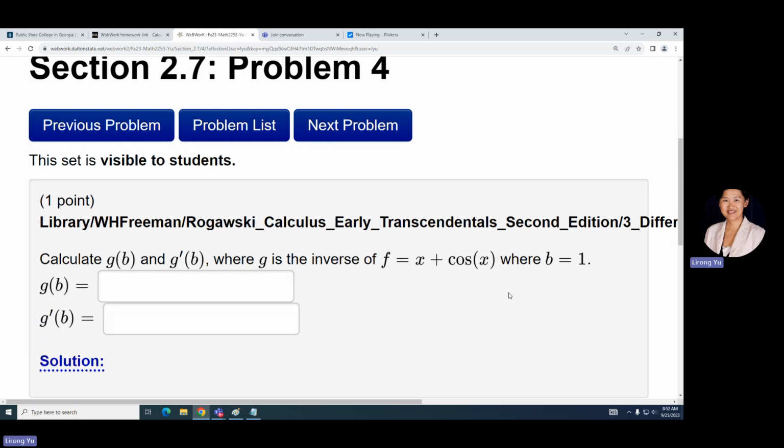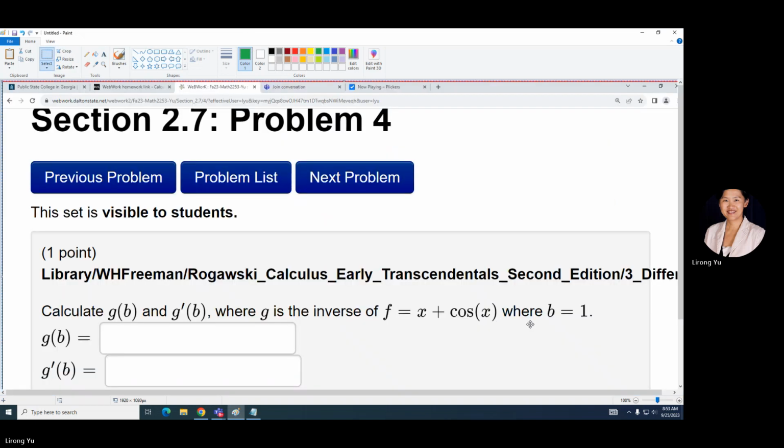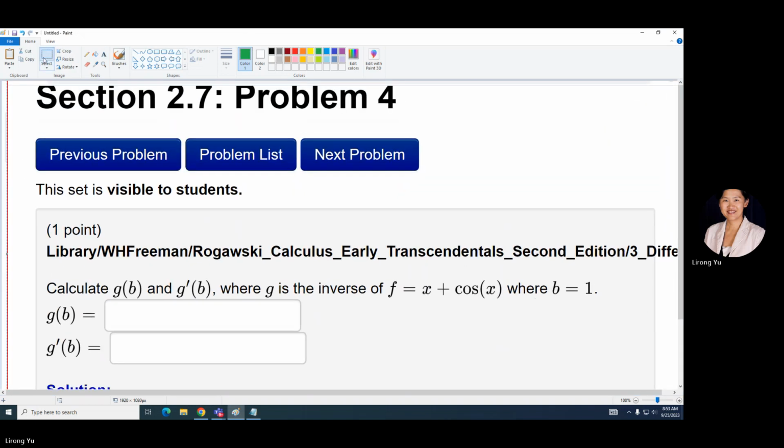And then g the inverse. For the inverse function, the original function would map the x value to a y value. Now, the inverse function will map the y value to the x value. So this b equal to 1, this 1 is not an x value. It is actually a y value. You're going to try to figure out 1 equal to x plus cosine of x. What kind of x will give you a 1 here? Let me copy this question. Think about the appropriate value for b.